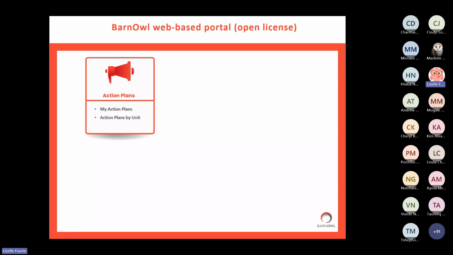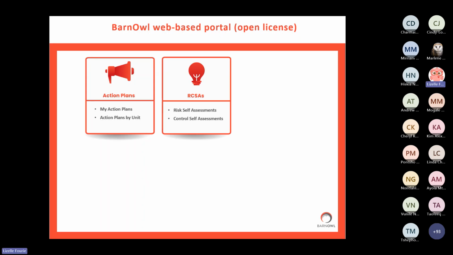So just a little bit of a summary on what we're going to touch on within each of these functions. With action plans, we're going to look at the My Action Plan register. We will also touch on action plans by unit. We're going to look at risk and control self-assessments, so typically referred to as RCSAs.